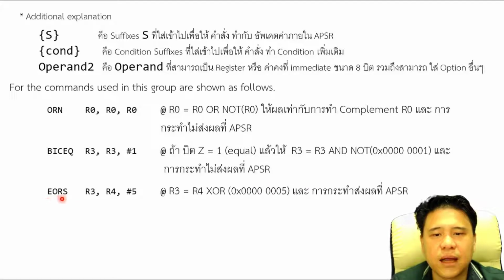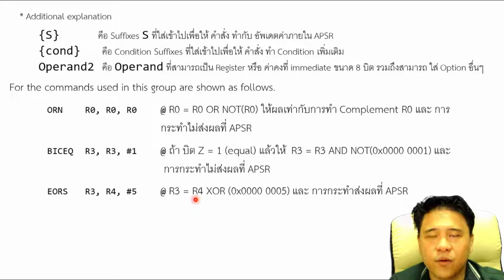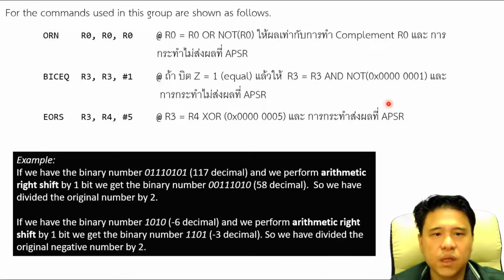The next one, EORS, and this one you will see you have S here. It means that your action will affect the APSR register. Then the output should be R3 equals R4 exclusive OR with these numbers. Okay, but you have to write down in bit form, binary form. Then you can do exclusive OR bit by bit with the value inside your register R4. Okay, and this one they would like to explain more about.